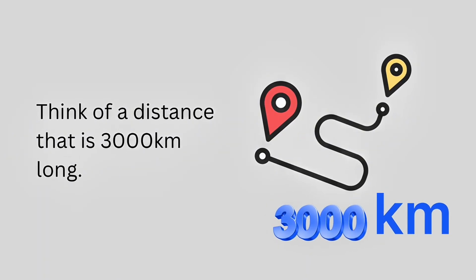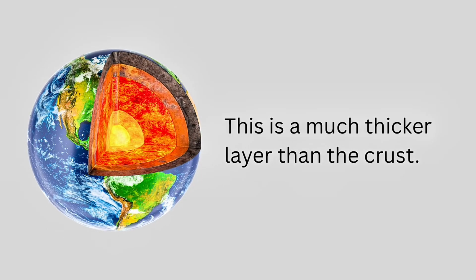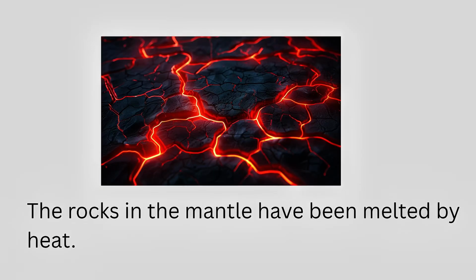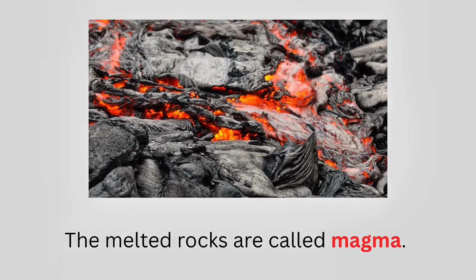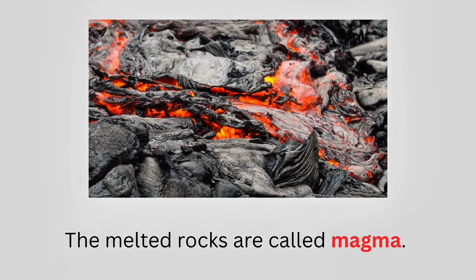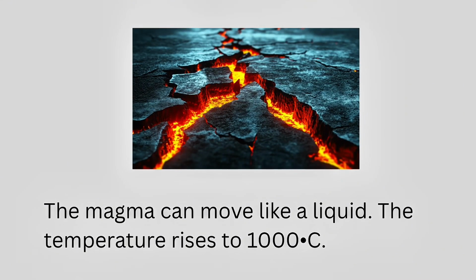Think of a distance that is 3,000 kilometers long. This is a much thicker layer than the crust. The rocks in the mantle have been melted by heat. The melted rocks are called magma. The magma can move like a liquid. The temperature rises to 1,000 degrees Celsius.